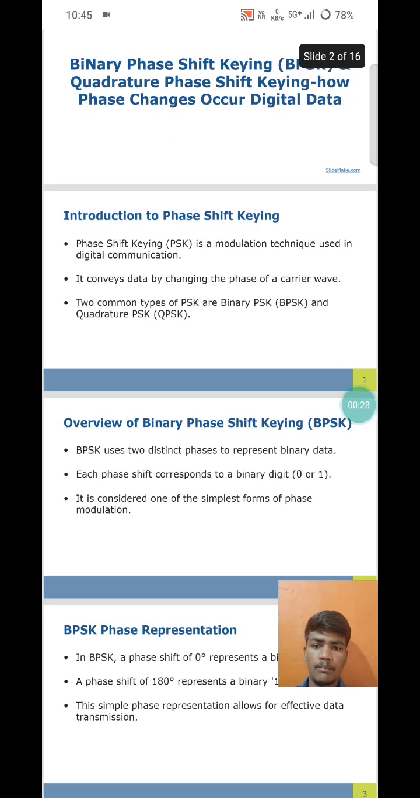Introduction to phase shift keying. Phase shift keying is a modulation technique used in digital communication. It conveys data by changing the phase of a carrier wave. Two common types of PSK are binary PSK (BPSK) and quadrature PSK (QPSK).